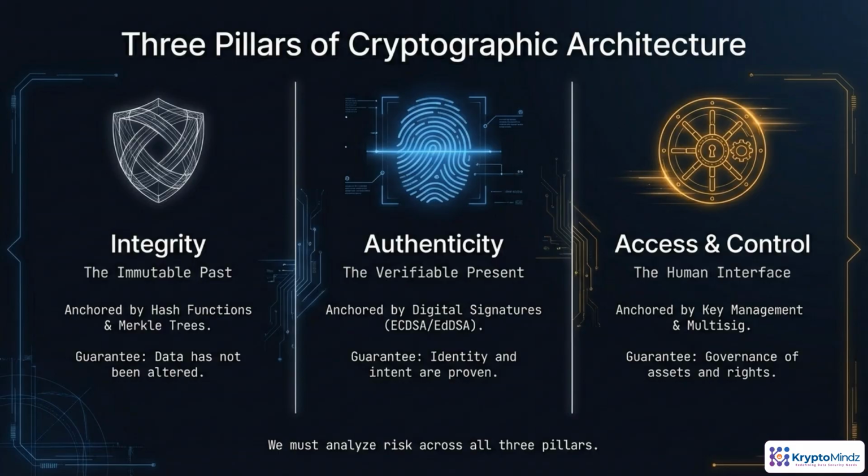When you design for verifiable trust, think in terms of three pillars. First, integrity, the immutable past. Hashes and Merkle trees don't prove who did something. They prove the data and history haven't been altered. Second, authenticity, the verifiable present. Digital signatures bind actions to identities and intent. Third, access and control, the human interface. Key management and multi-sig decide who can actually move assets or change state. Any serious risk analysis has to cover all three.